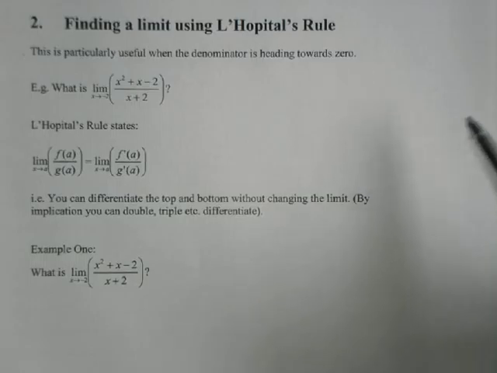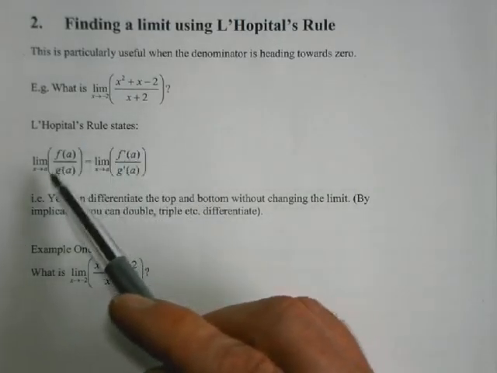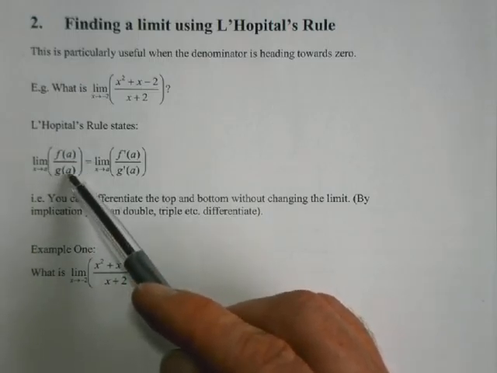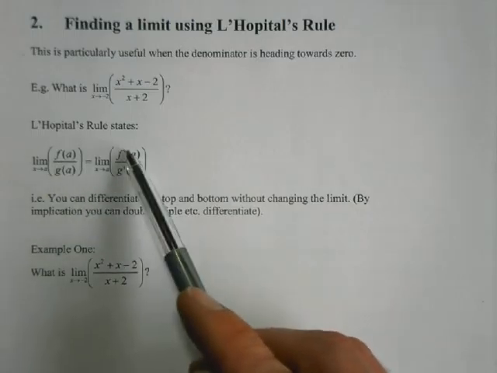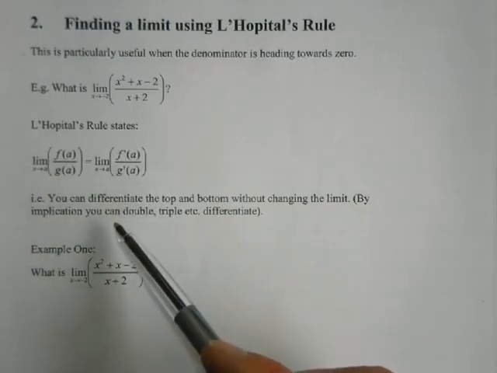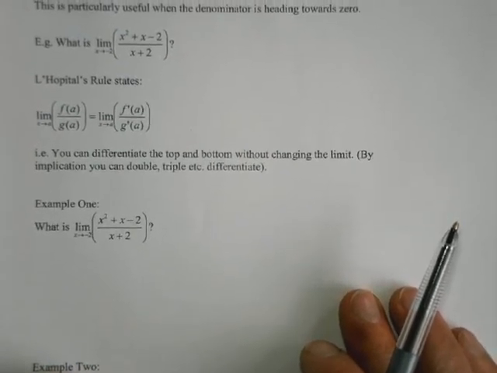But there's a better way of doing it, which is L'Hopital's rule, which states that if we have a limit of a fraction, then it's the same as the limit of the derivative of each of the parts. So if we differentiate the top and we differentiate the bottom, it doesn't change the limit. Let's have a go at doing this particular example.